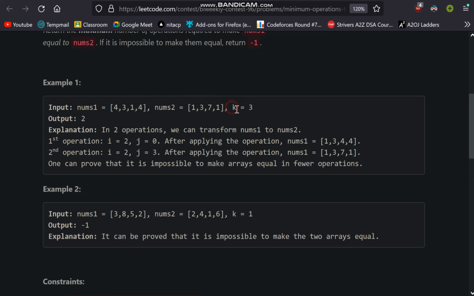And if the value of k is 0, then if initially the given arrays are equal, we have to return 0, which means we don't have to perform any operation. And if initially they are not equal, then we have to return -1, because it is not possible to make them equal if the value of k is 0. So these are the two conclusions that we can make by seeing the test cases.